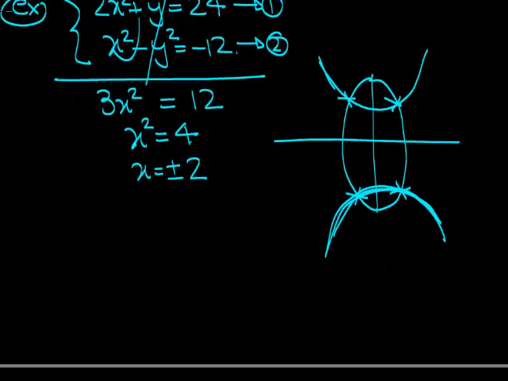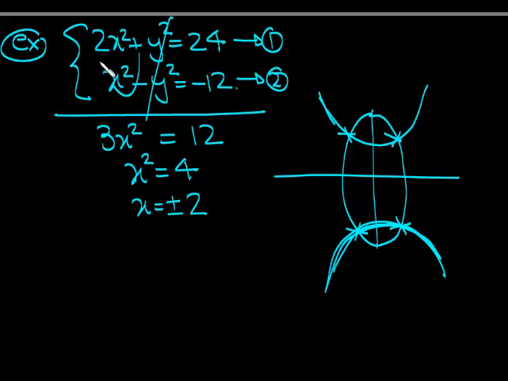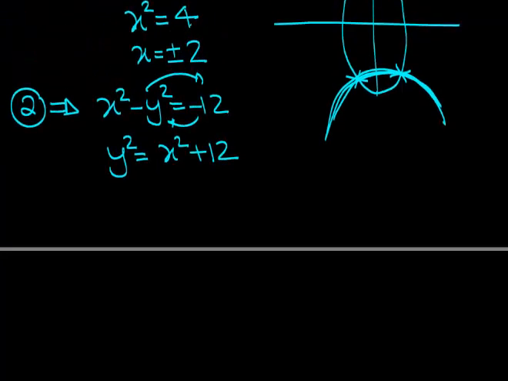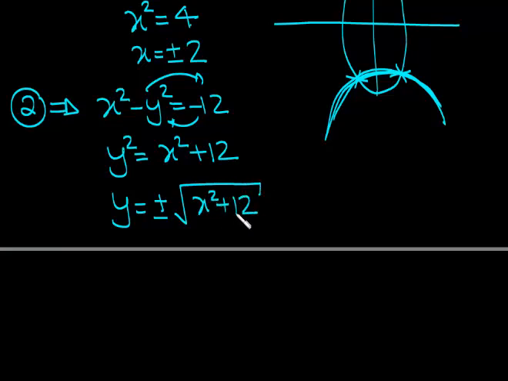So now all we have to do is find y. So how do I find y? We take this x and plug it into any one of those original equations. So it doesn't matter. I'm going to plug it into 2. So 2 tells us what? We have x squared minus y squared is equal to negative 12. So if you move this there, we get y squared is equal to x squared plus 12. Okay, so now we know that. Or we can solve for y. Y is what? When you take square roots on both sides, we introduce plus or minus square root of x squared plus 12. So that's what y is.